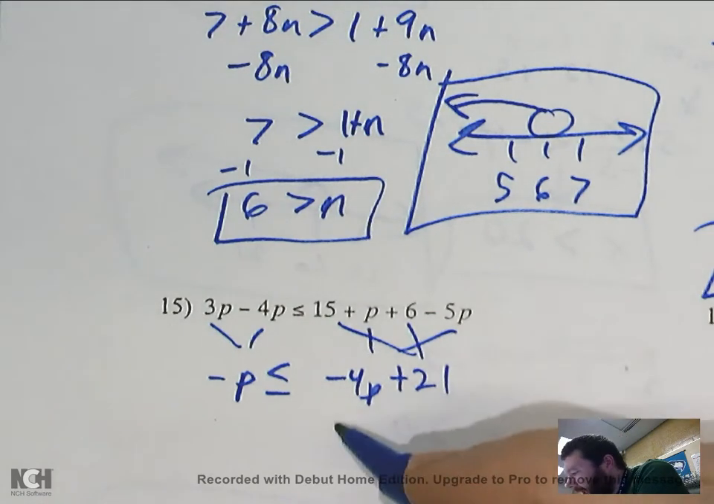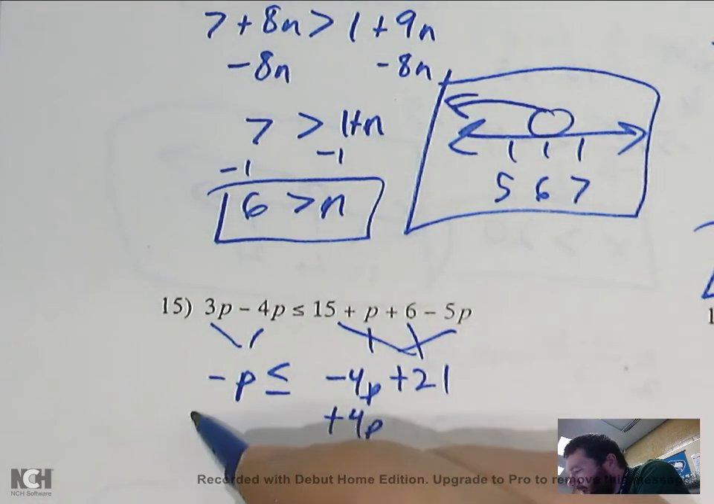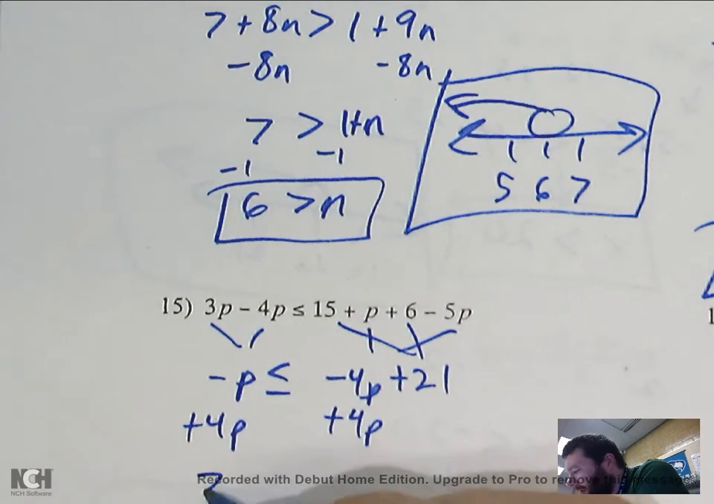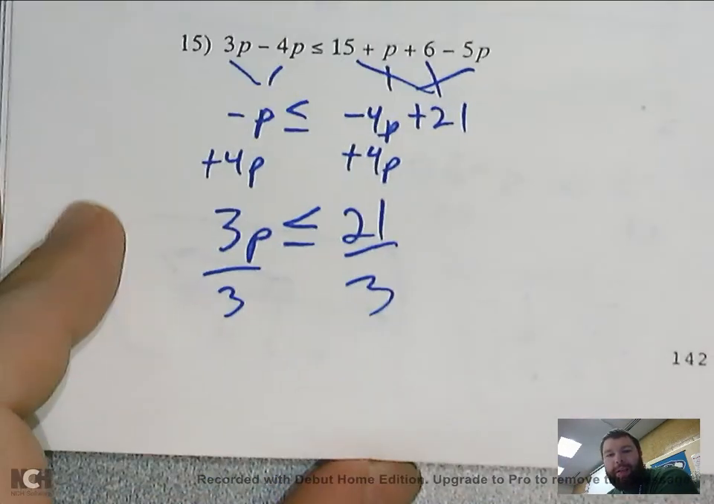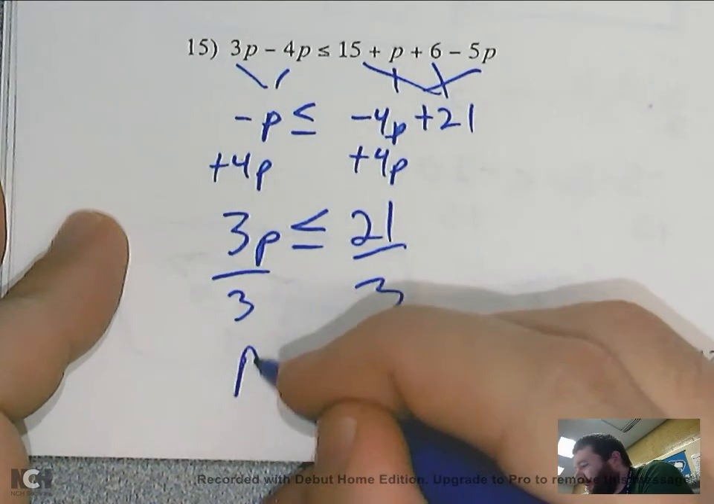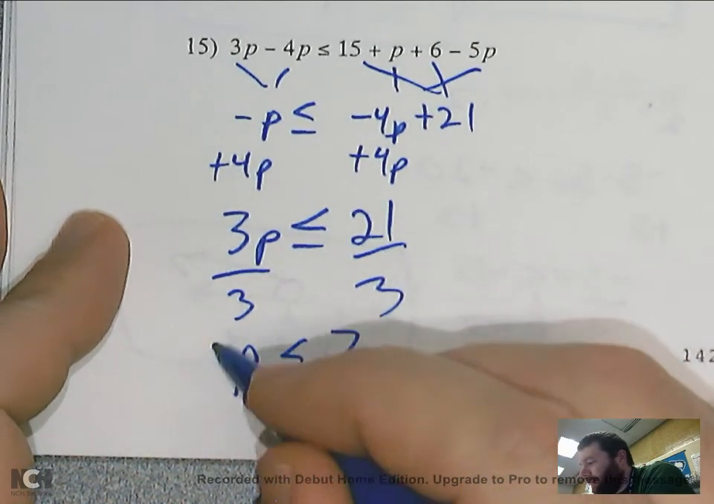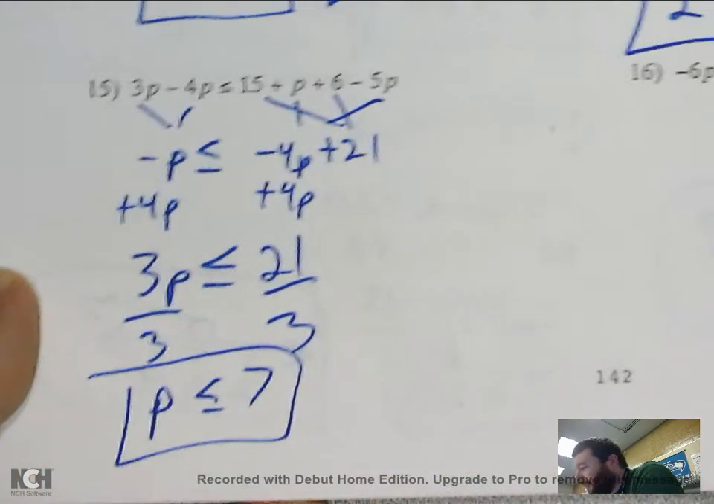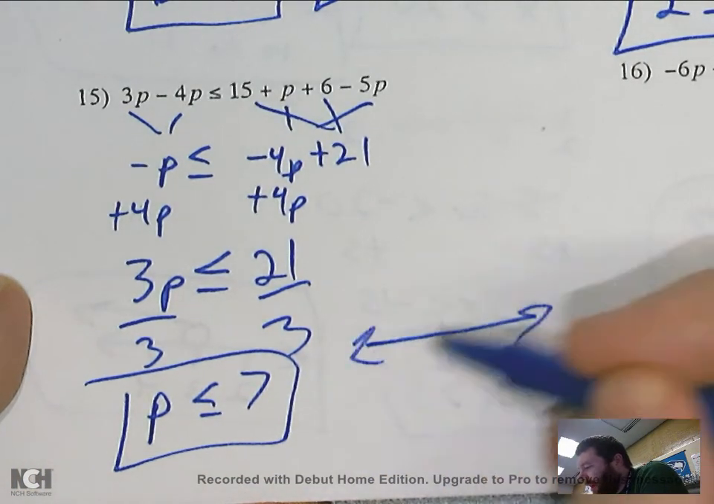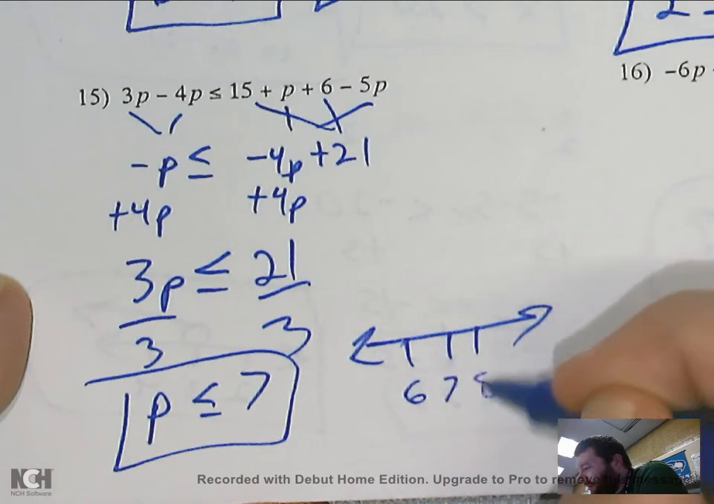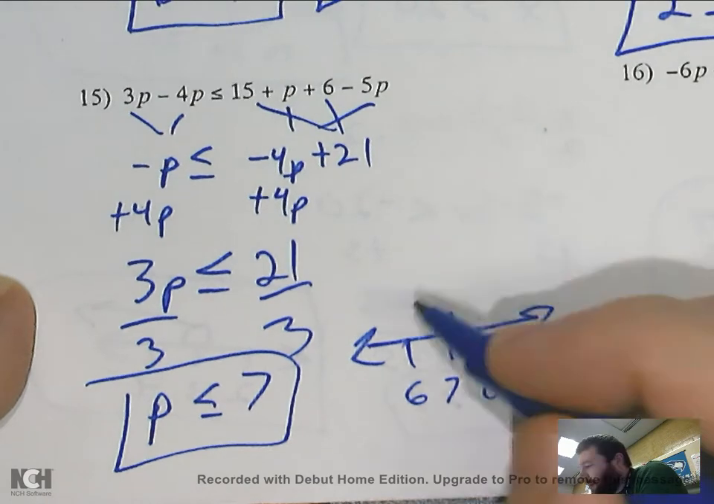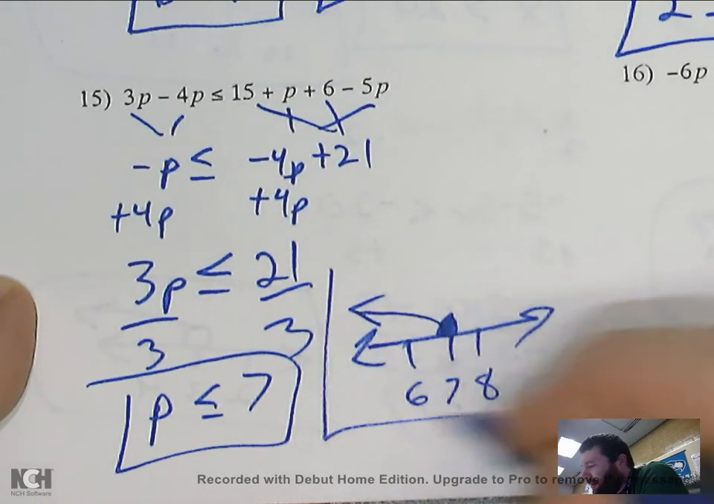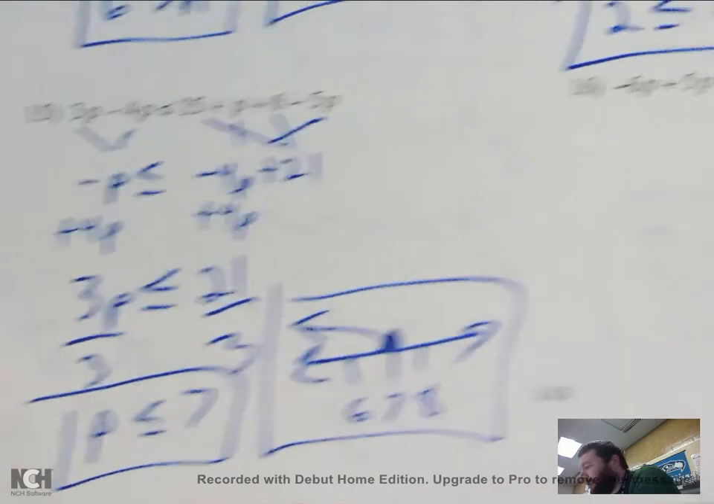Okay, then I'm going to add the 4p to the other side, so get the p's all on one side. That gives me 3p, it's less than or equal to 21. Divide by 3, that doesn't do anything to my inequality sign because it's a positive 3, so p is less than or equal to 7. So there's one answer. And then we do our graph. 6, 7, 8. It's going to be a closed circle because it's got that line under it. And it's going to go to the left because it's eating the number. And that is that one.